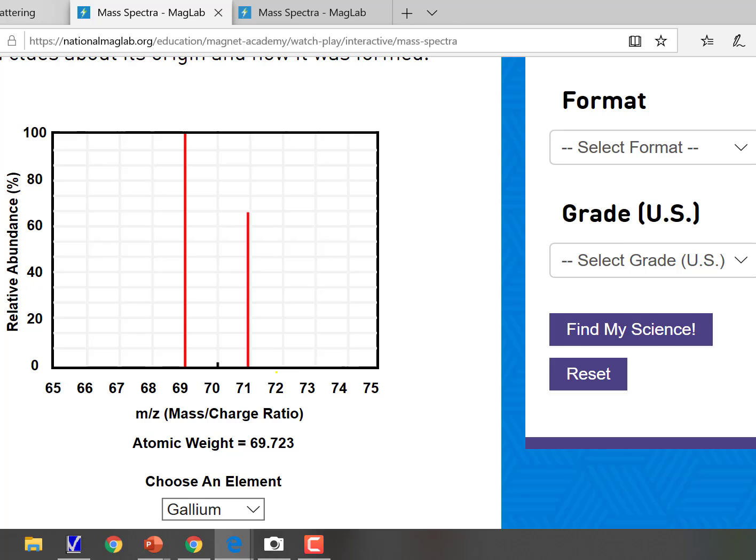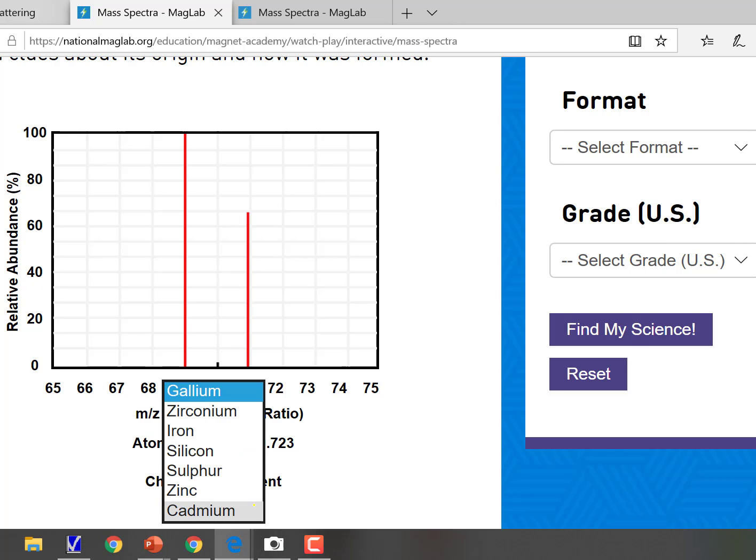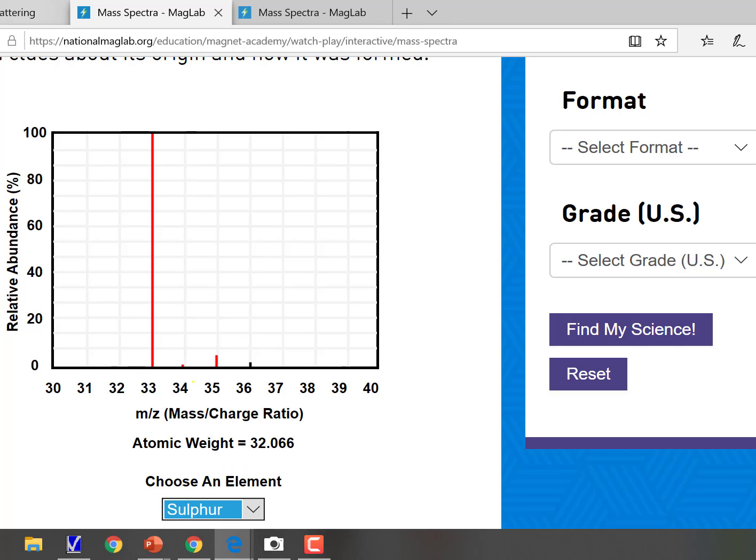This proved Dalton was wrong. He said atoms of the same element are identical. Apparently, there are 2 kinds of gallium, one that's heavier than the other, and there's more of the light one than the heavy one. Different elements, different spectrum. So this is sulfur. Almost all of it is here, but there are a few little tiny peaks along the way, just a little bit of other stuff.